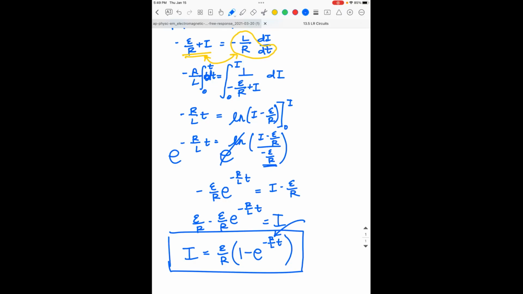Now, the exponent is negative t over tau. That means that if my expression R over L times t equals t over tau, then tau is equal to L over R. And this is actually in your equation sheet, so you do not need to memorize it, but you'll see the expression written out as negative t over L over R sometimes in equations.